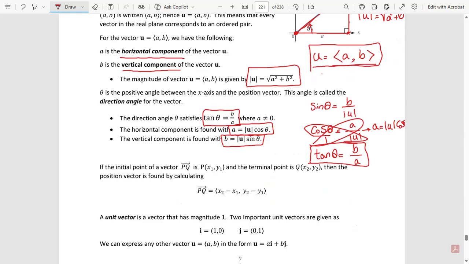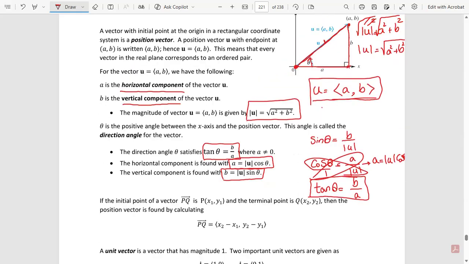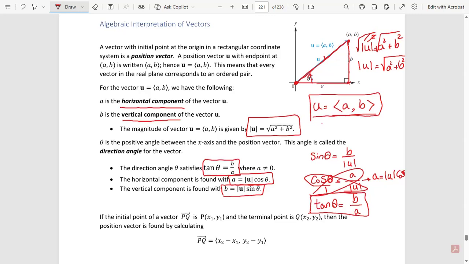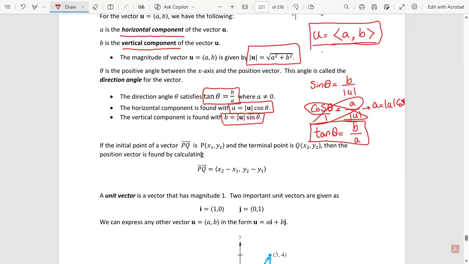But if the vector is not starting at the origin... everything that we talked about so far was for vectors whose initial point is at the origin. We only look at the terminal point, and that makes my vector component. But if the initial point is somewhere else, for example a point P, and the terminal point is a point Q, to find the vector component, we need to subtract x values and subtract y values.